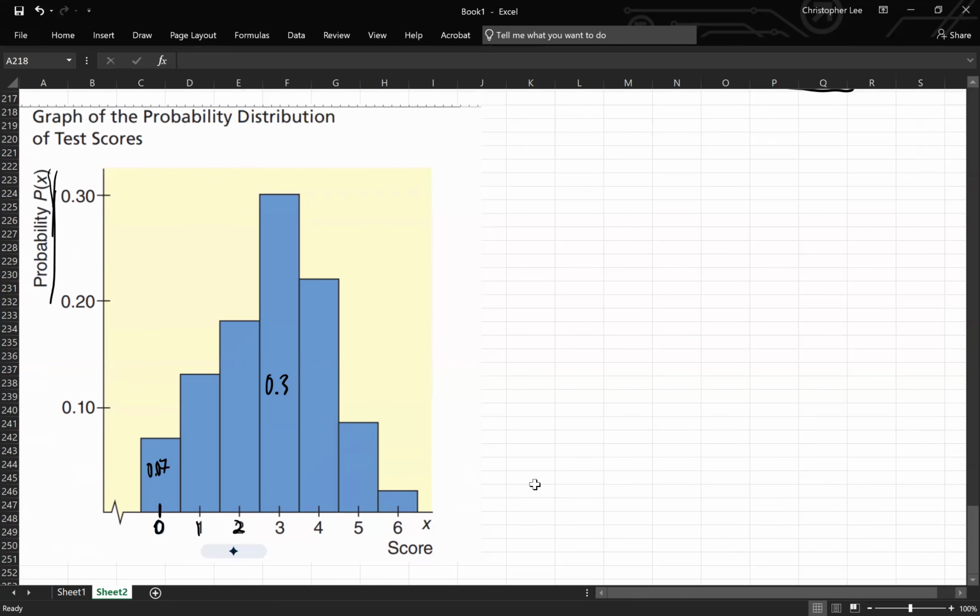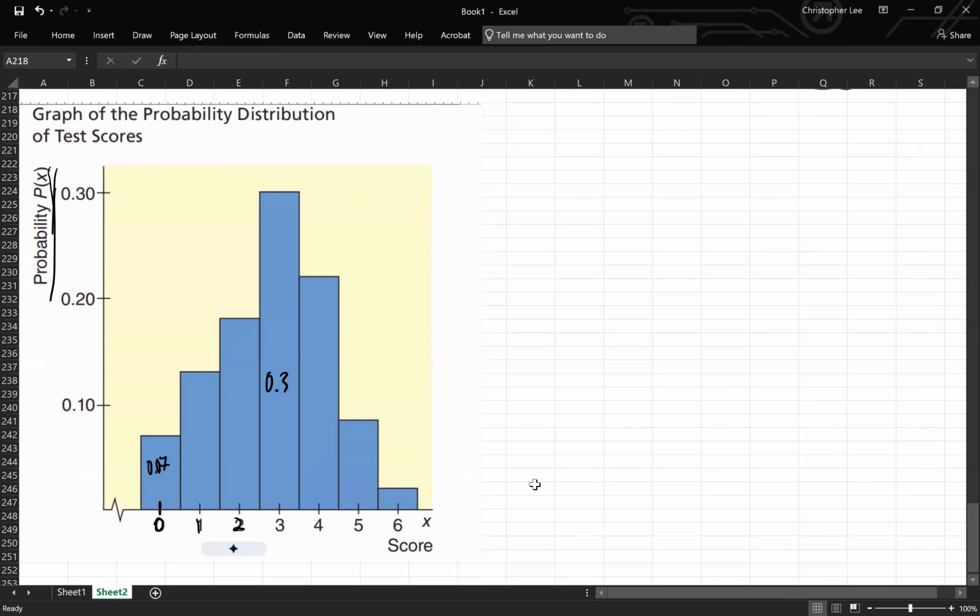Any questions on the histogram for this? I'm not going to ask you for this, but it might help you in understanding how everything is displayed. When you add up all of the bars together, all of their probabilities should add up to one. No problem.